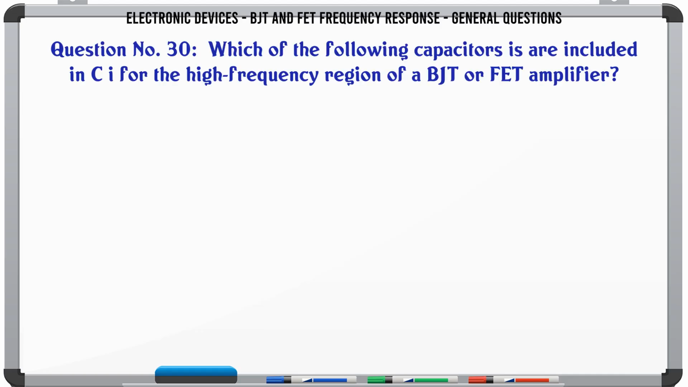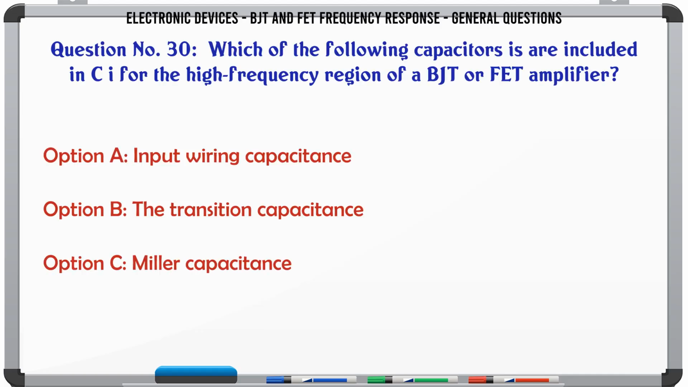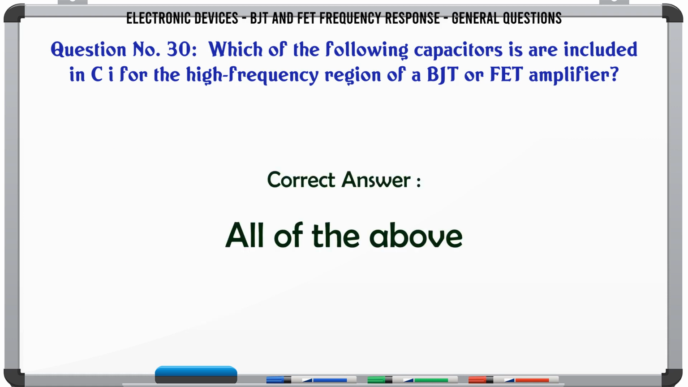Which of the following capacitors are included in CI for the high frequency region of a BJT or FET amplifier? A. Input wiring capacitance. B. The transition capacitance. C. Miller capacitance. D. All of the above. The correct answer is all of the above.